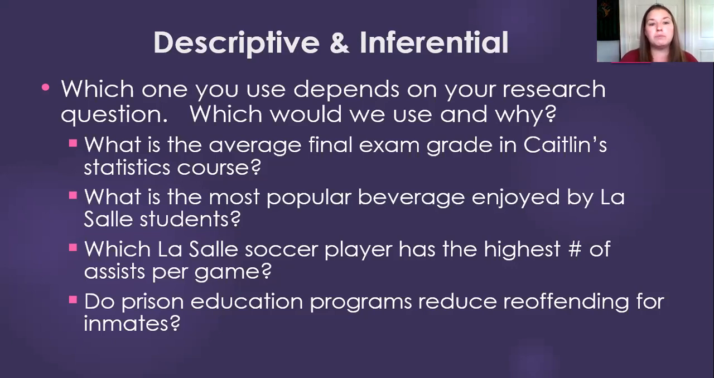So as you're thinking about the answers to these questions, ask yourself the kind of helpful steps to go through are: one, do we have information on everybody that we want to study or draw conclusions about? If the answer is yes, then it's descriptive statistics. If the answer is no, we don't have information on everyone we want to study and we need to use a sample, then your answer would be inferential statistics.